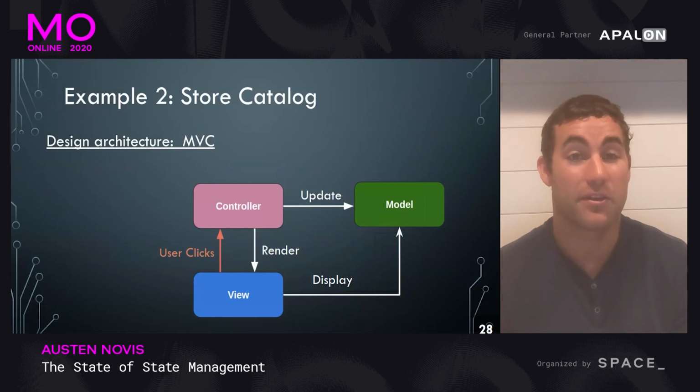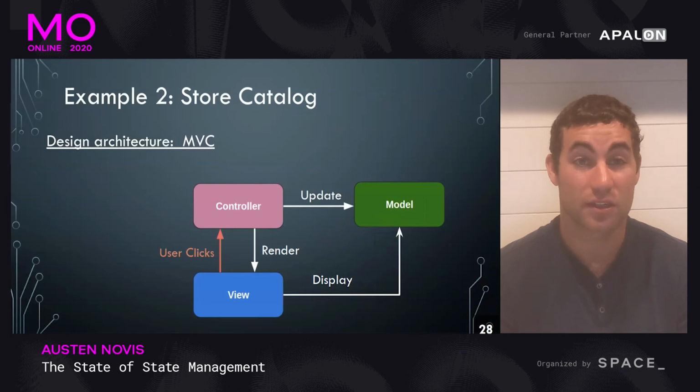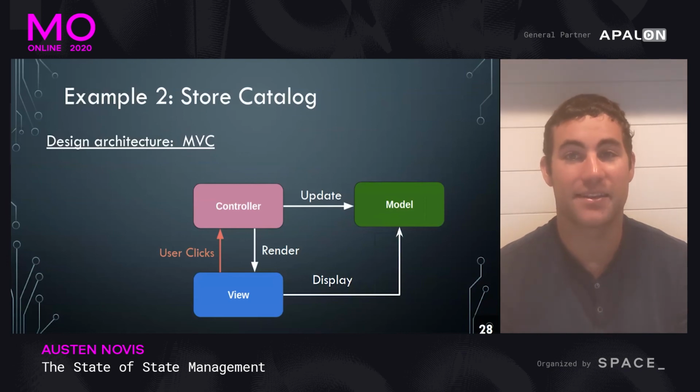In the MVC model, the user again interacts with the products, and the corresponding action is sent to the controller. The controller updates the model and then tells the view to re-render.